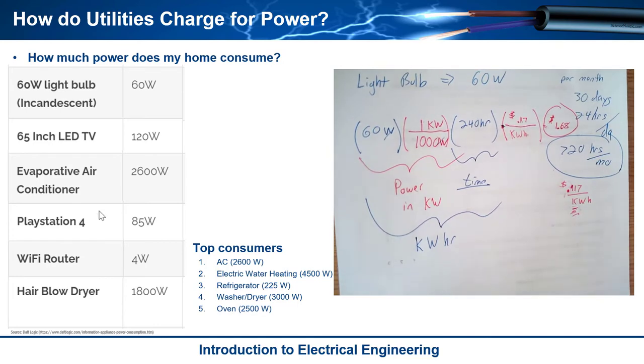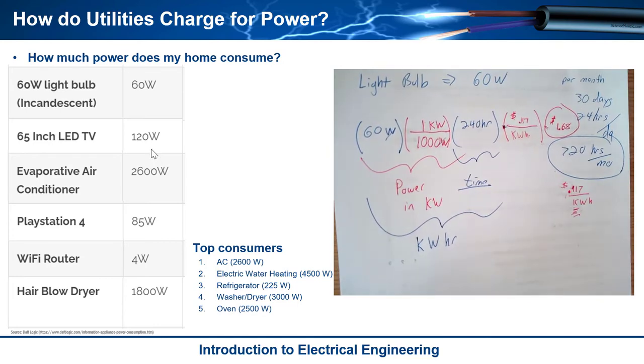Let's look at some of the other things in your house that you might use electricity on. 65-inch TV. It's twice as much as running a light bulb. That, my friends, is unbelievable. So this amazing TV is only twice as much power as a light bulb. That's pretty amazing. How about an air conditioner? Okay, that's a big dog, 2,600 watts. PlayStation 4, again, not very much, right? It's like 85 watts.